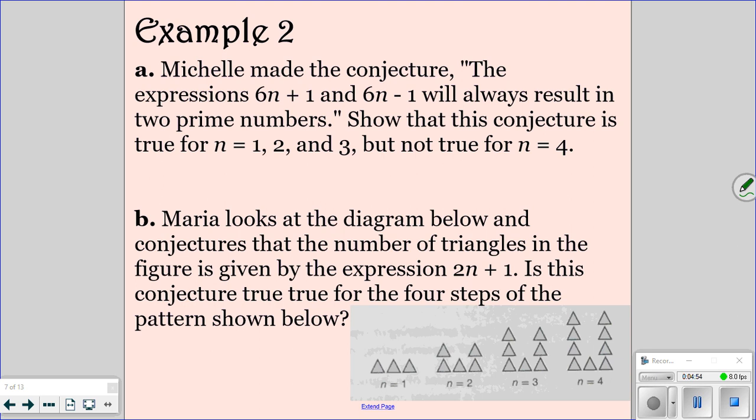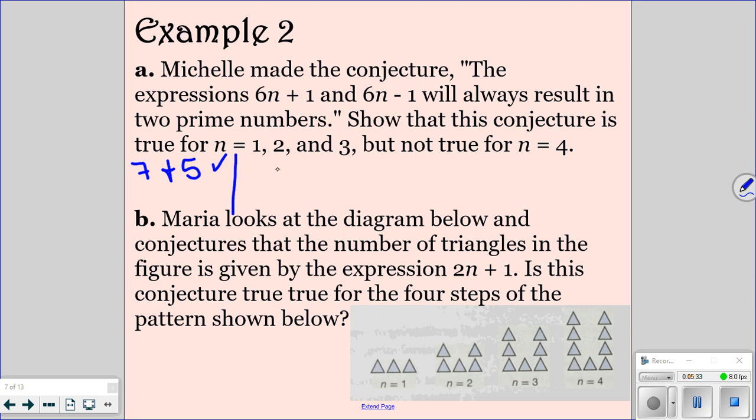So let's look here. Michelle made the conjecture: the expressions 6n plus 1 and 6n minus 1 will always result in two prime numbers. Show that this conjecture is true for n equals 1, 2, and 3, but not true for n equals 4. So prime numbers are numbers that are only divisible by 1 and itself, in case you've forgotten that. So 6 times 1 plus 1 is 7, and 6 times 1 minus 1 is 5. So those are both prime. It works for n equals 1.